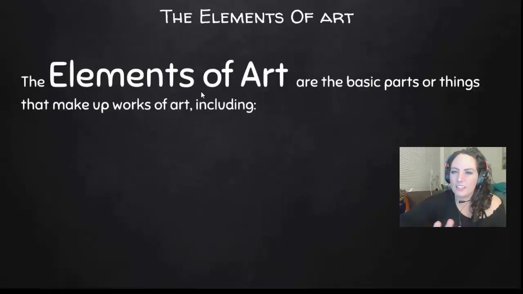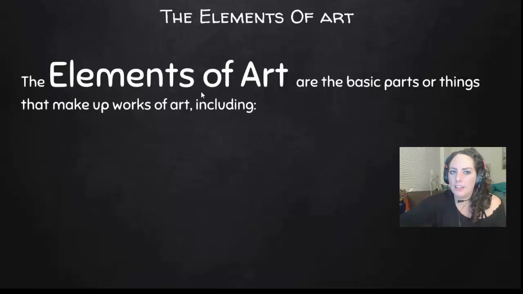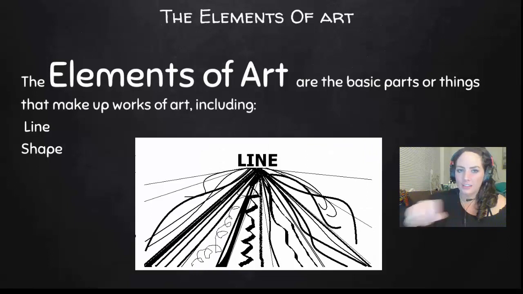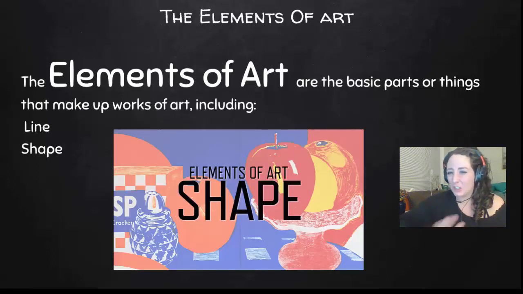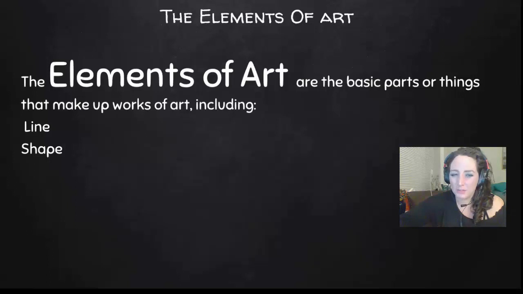So the elements of art is going to be your first lesson in the OLS. That's 1.02 in the OLS. So the elements of art are the basic parts of things that make up works of art, including line, shape, so line meaning squiggle line, diagonal line, straight lines, spiral lines, shape meaning like there's two different types of shapes, geometric or organic. Geometric is sort of like square, triangle, etc. Organic is sort of like squiggle shapes.